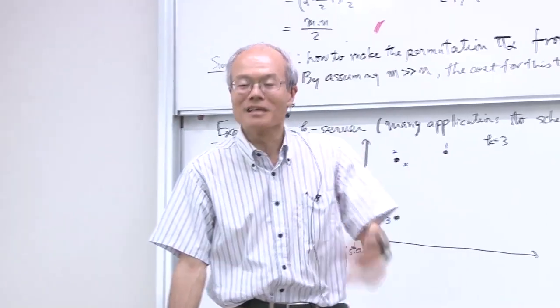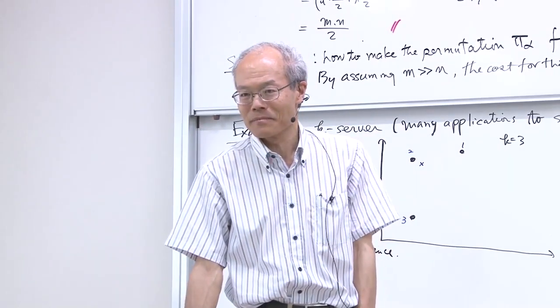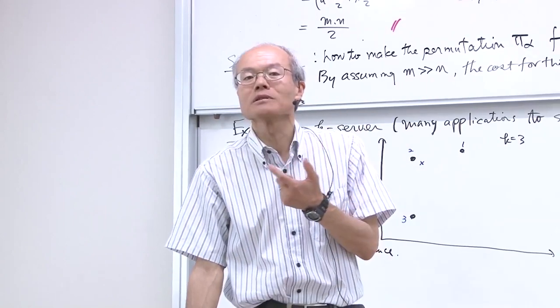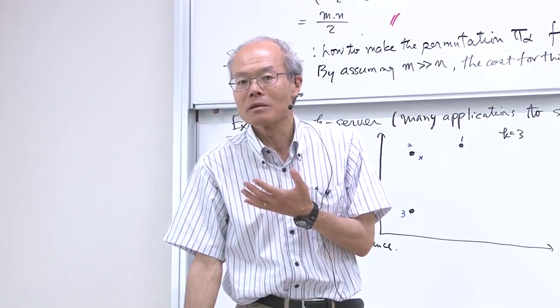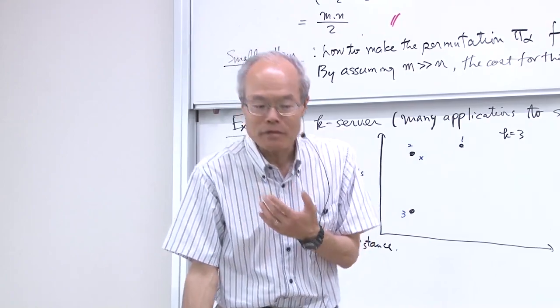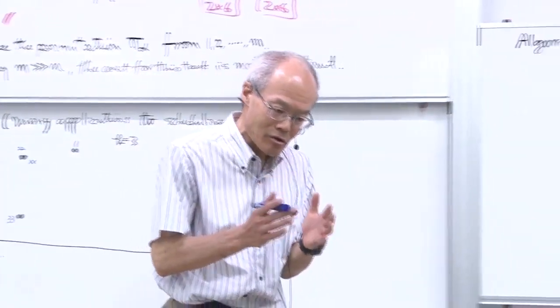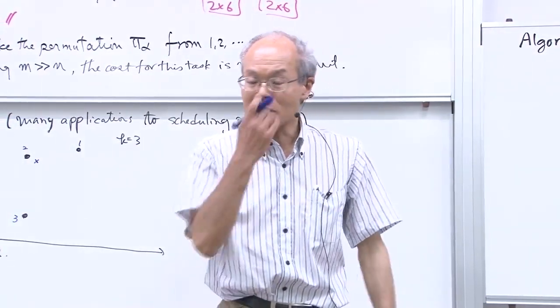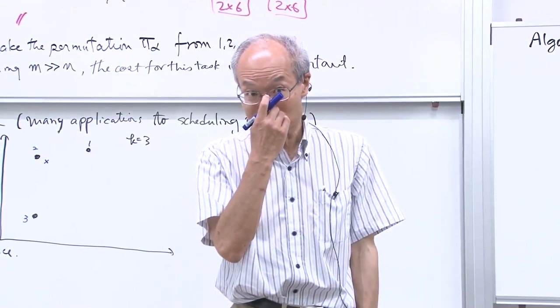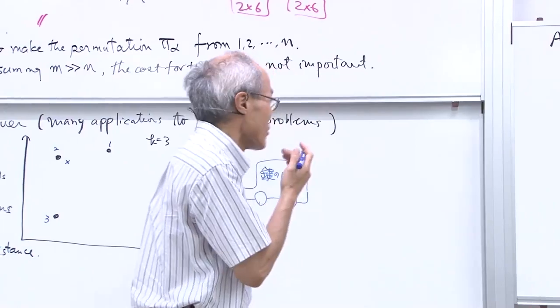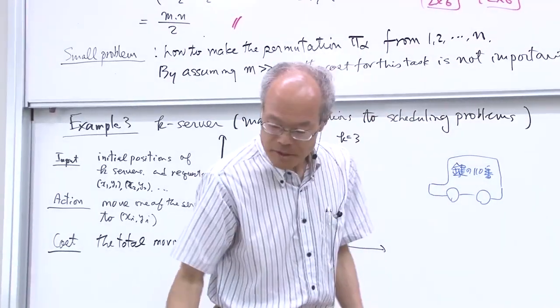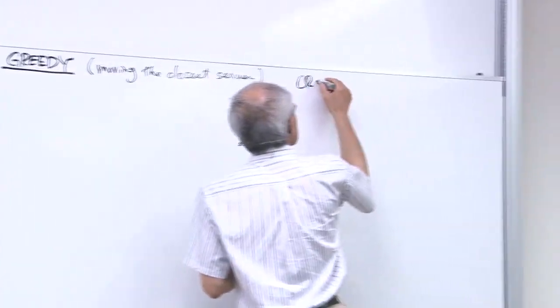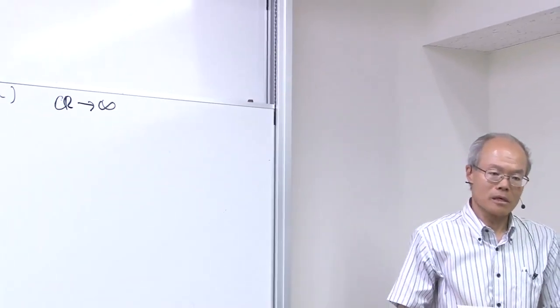That is the essence of online algorithms. So we always consider the worst case. That means that we have to consider a good algorithm which works pretty well for the worst case. That is what our good algorithms are. So, unfortunately, this greedy, its competitive ratio becomes infinity.